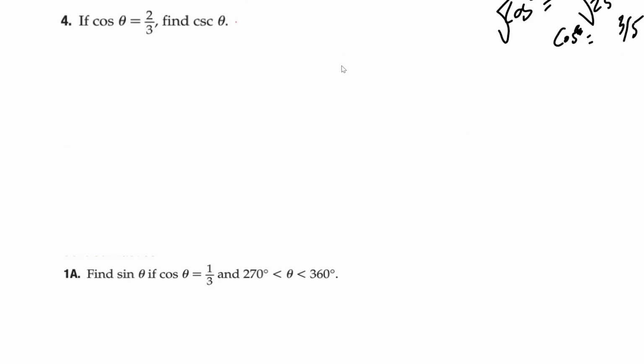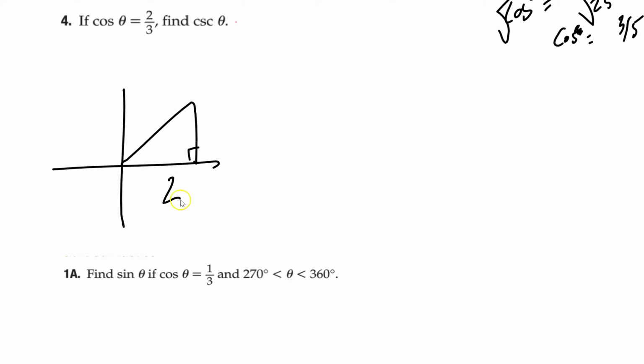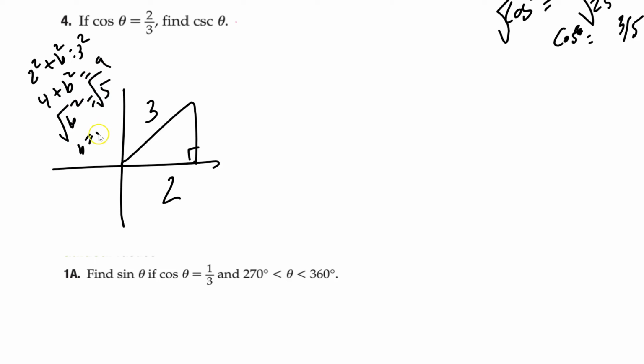Same thing here, right? Cosine's 2/3. So just draw a little triangle. Cosine is adjacent over hypotenuse. Find the missing side, a squared plus b squared equals c squared. I guess you gotta work on this one. 2 squared plus b squared equals 3 squared. 4 plus b squared equals 9. B squared equals 5. B equals rad 5.